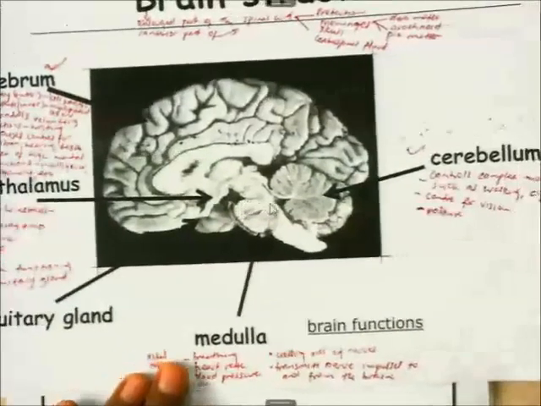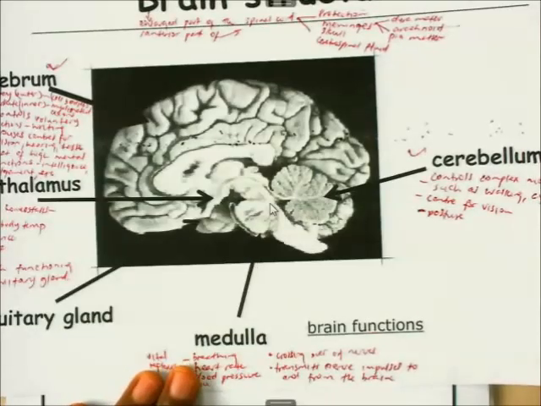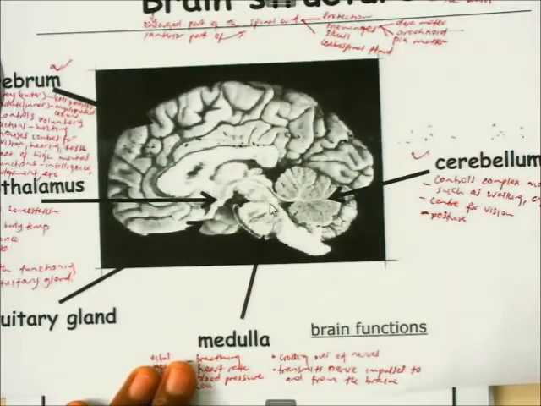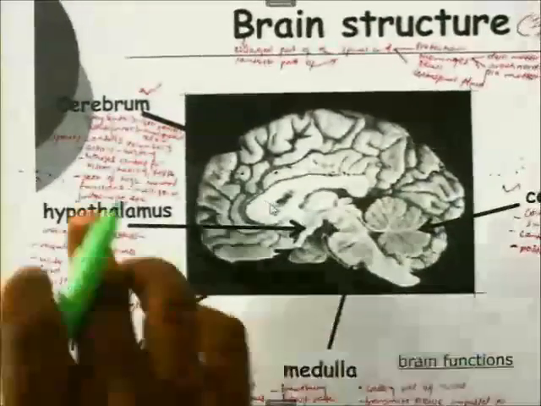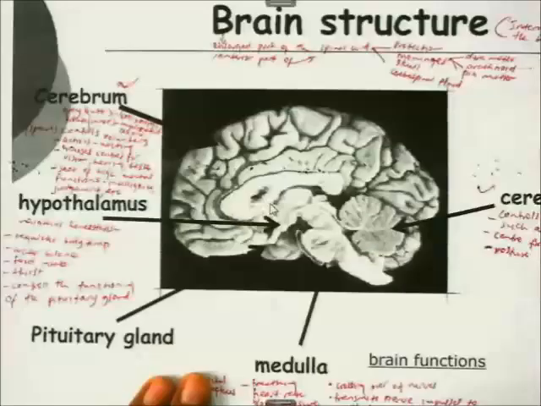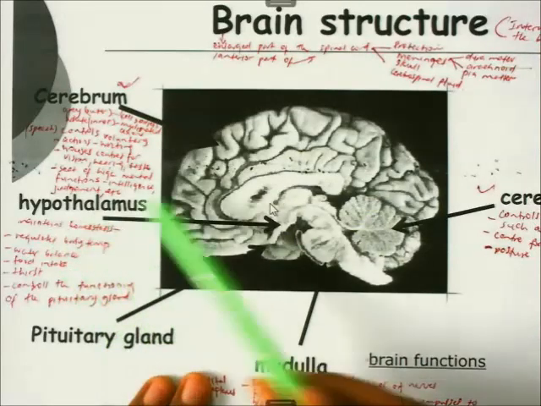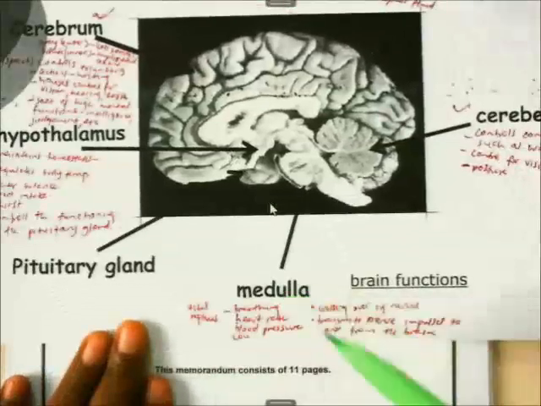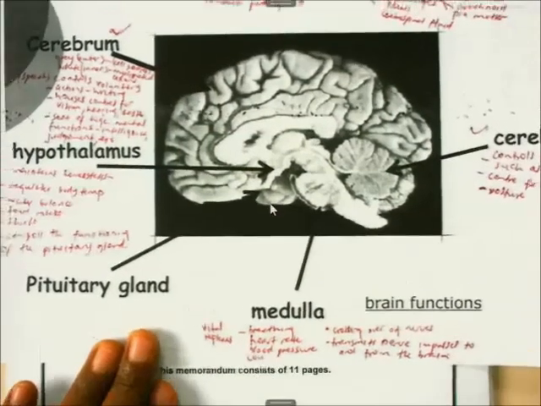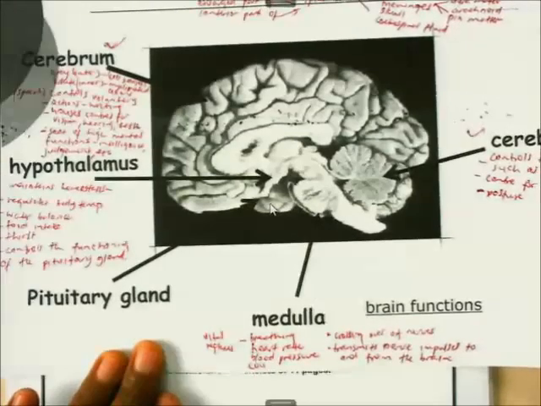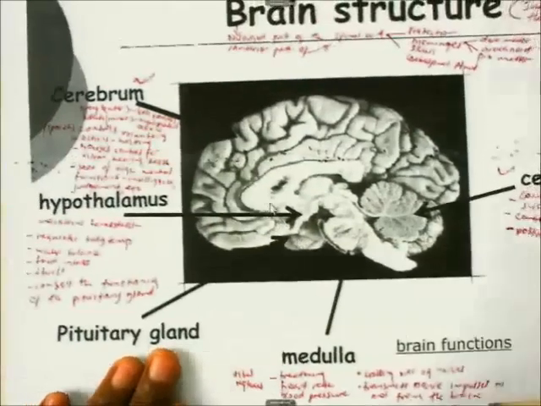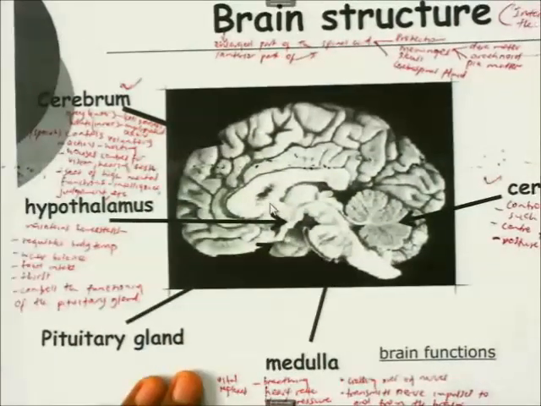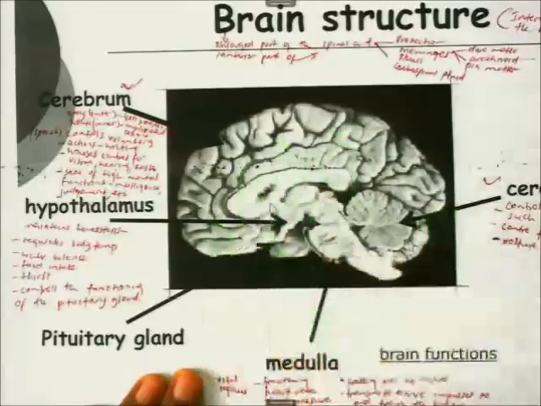So your brain consists of four main parts, which are, number one, the cerebrum, the cerebellum, the hypothalamus, and the medulla oblongata. So now let us go back to what? To the cerebrum. The cerebrum is regarded as being the largest part of the brain.